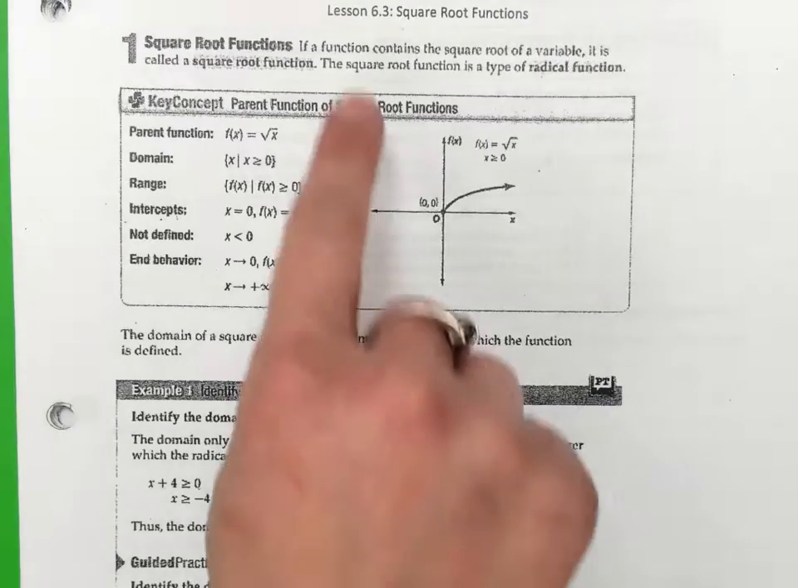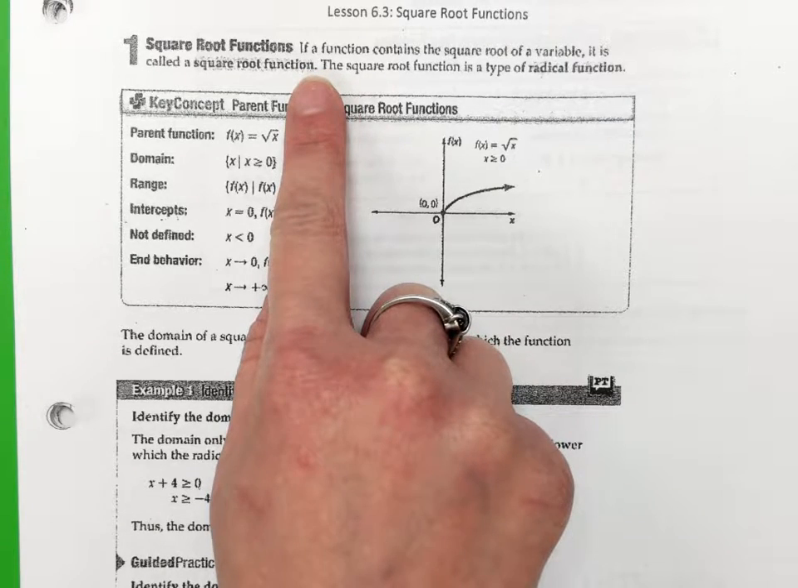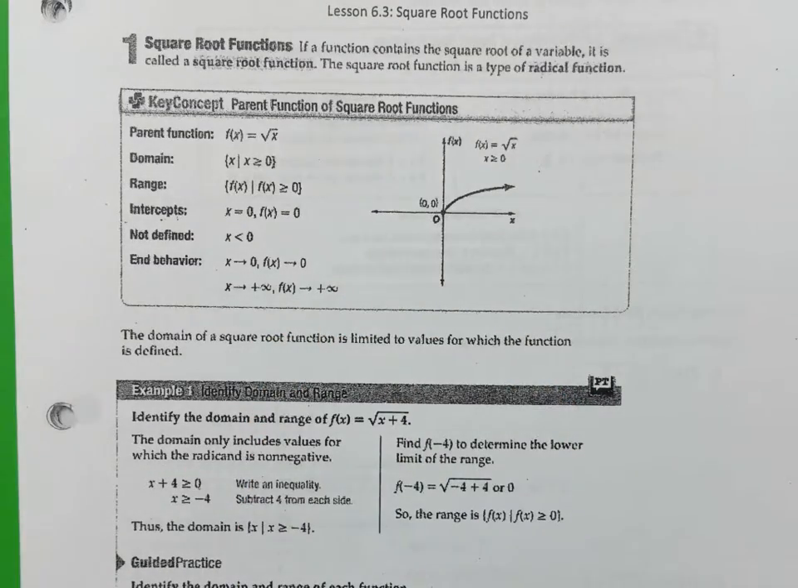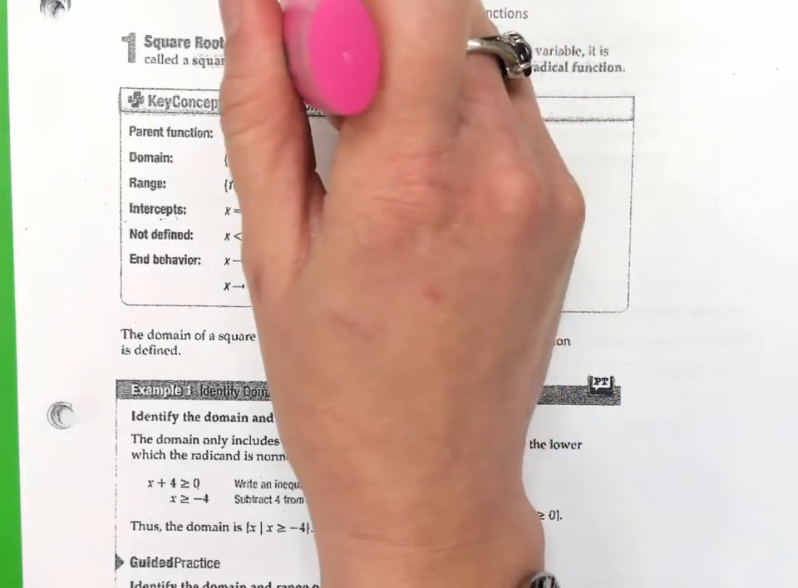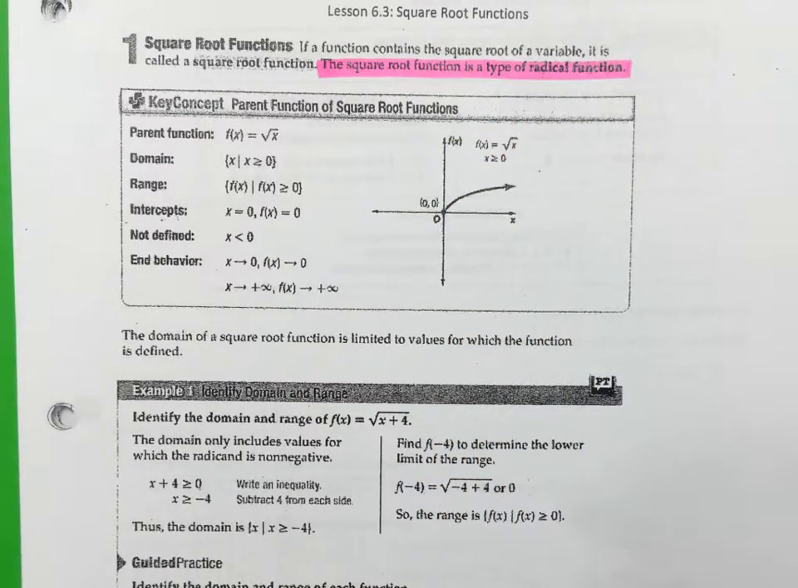So let's read. Somebody want to read this up here for me? Go ahead, Matthew. If a function contains the square root of a variable, it is called a square root function. The square root function is a type of what? Radical function. That's one definition you need to know. The square root function is a type of radical function. You might want to make a hint, hint. I'm just saying. You might want to make sure you know that definition. You got me? And here's another one.